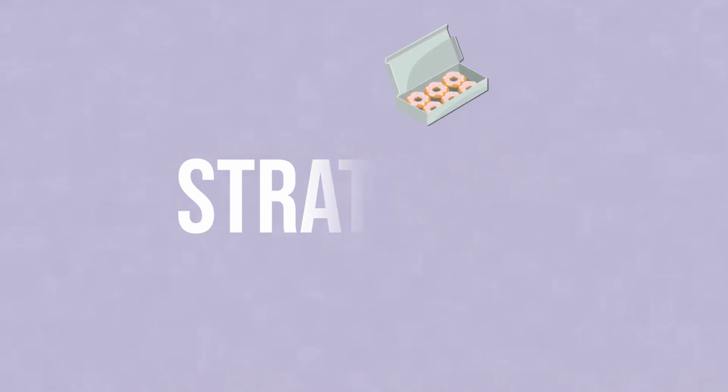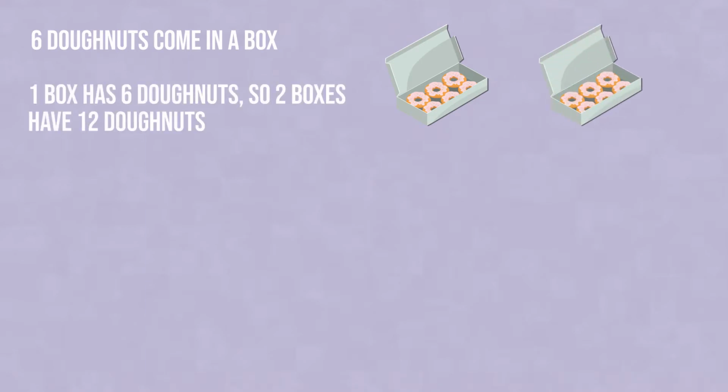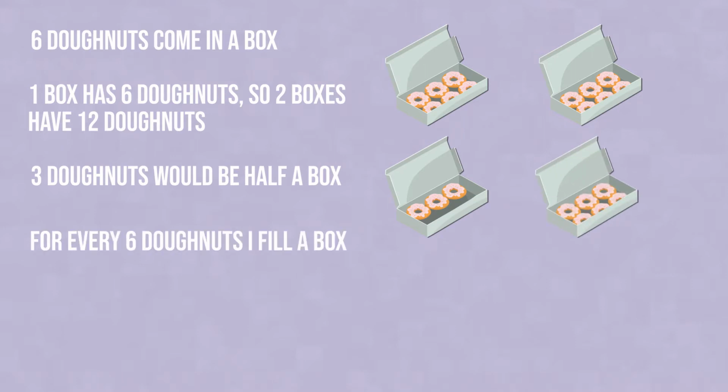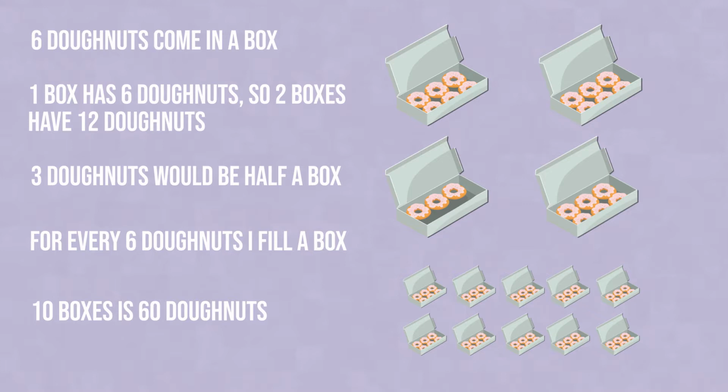They might say things like, 6 donuts come in a box. 1 box has 6 donuts, so 2 boxes have 12 donuts. 3 donuts would only be a half a box. For every 6 donuts, I fill 1 box. 10 boxes is 60 donuts. Let them play around with it and maybe even create a table to keep track.